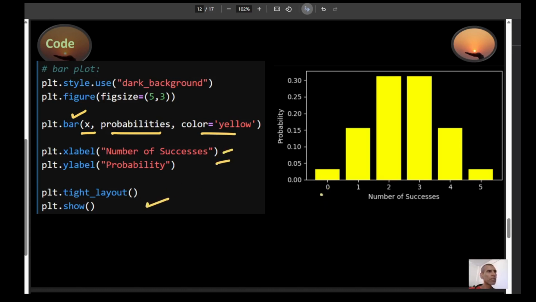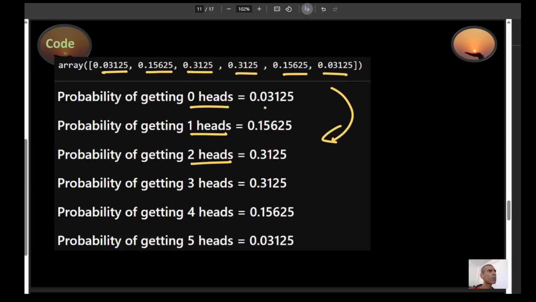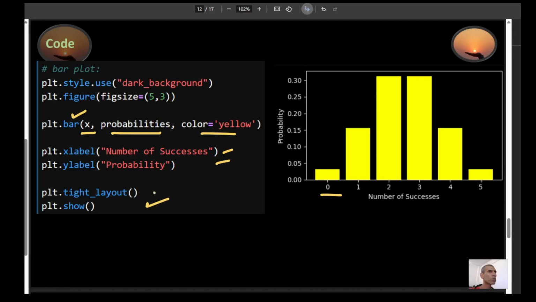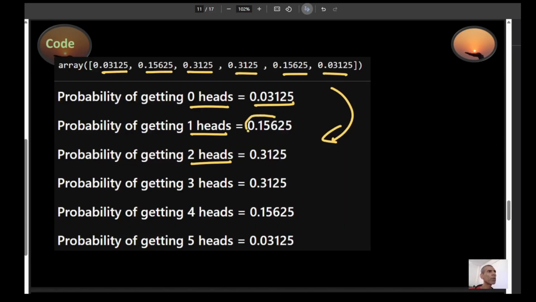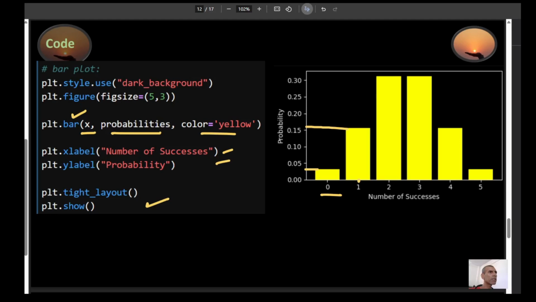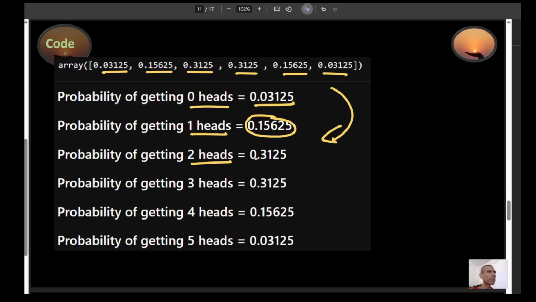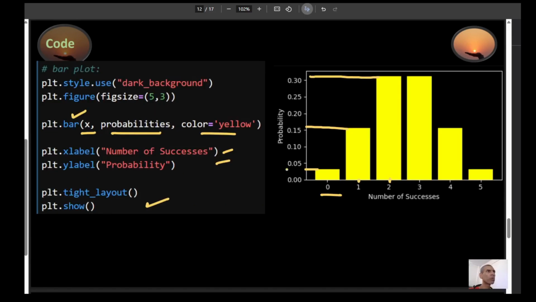So in the first instance, the probability of getting 0, if you recall, was 0.03125. So this bar right here is that number right here. The probability of getting 1, this one right here, and the answer was, if you come over here, 0.15625. Likewise, the probability of getting 2, this bar, is this number right here, 0.3125. And likewise, the probability of getting 3, 4, and 5.